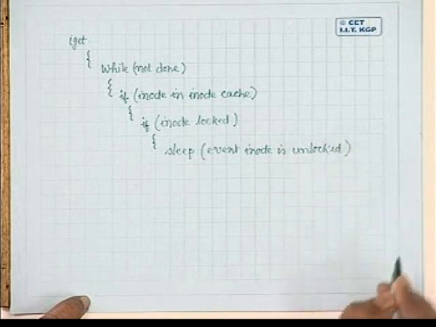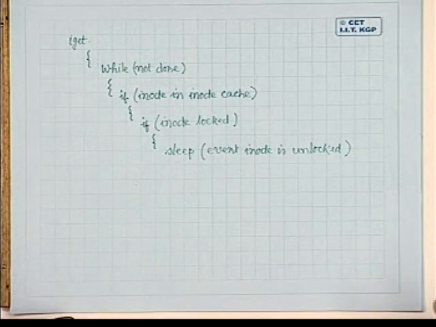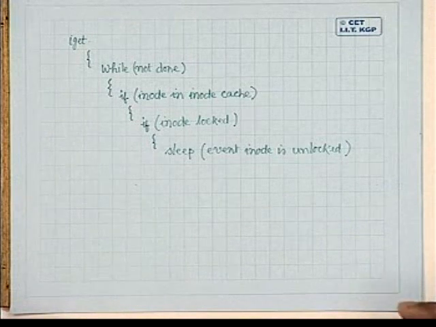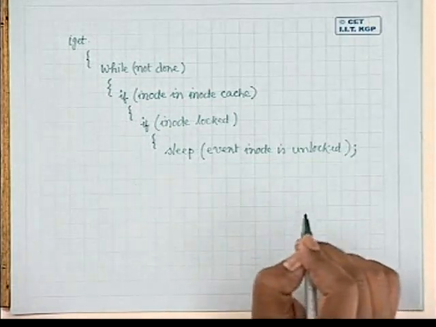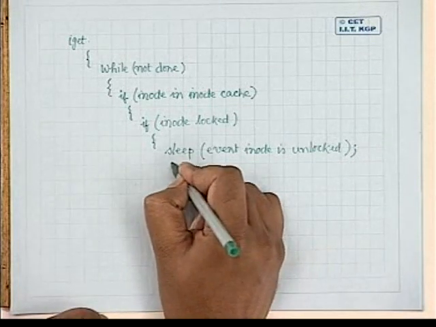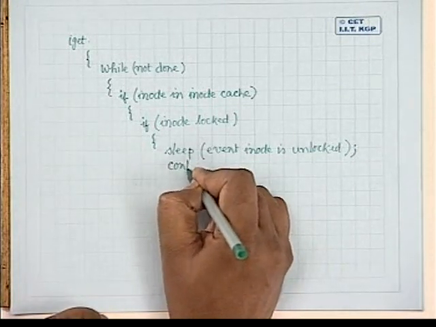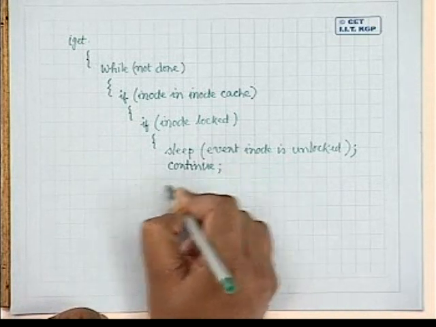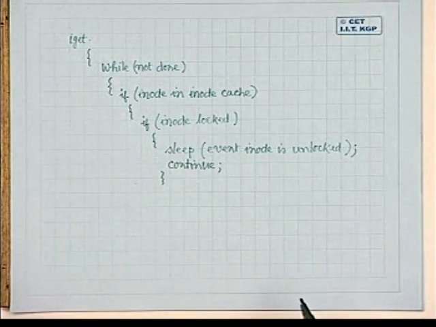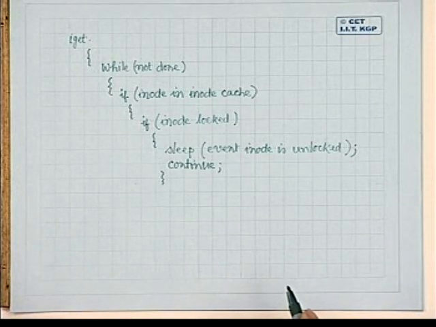So here I am not saying inode is free. Of course, inode becoming free means inode is unlocked. But inode is unlocked does not mean that the inode is free. So the process has to go to sleep and the kernel will continue. So this is what we have to do in case the inode is locked.